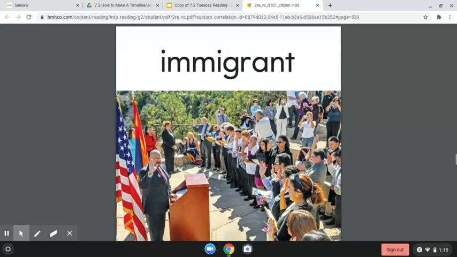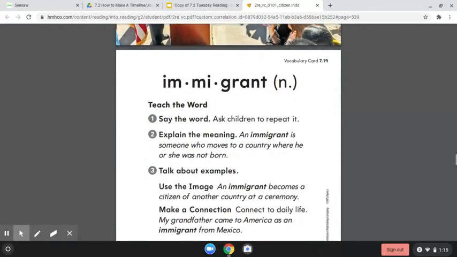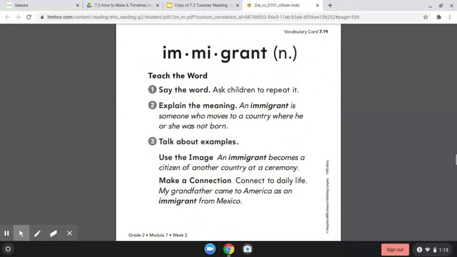Our next one is immigrant. So immigrant is a noun. Let's say that together. Immigrant. An immigrant is someone who moves to a country where he or she was not born. An immigrant becomes a citizen of another country at a ceremony. So if you are from another country other than the United States, you are an immigrant.